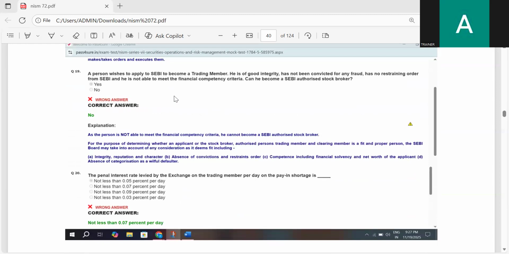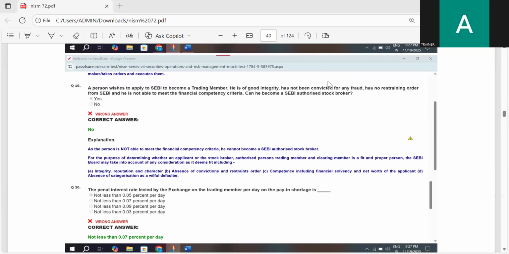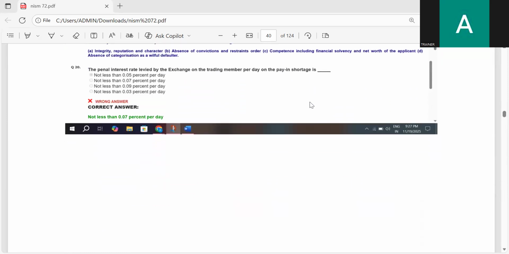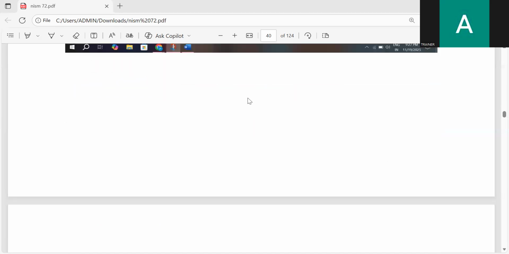A person wishes to apply to SEBI to become a trading member. He is of good integrity, has not been convicted of any fraud, has no restraining order from SEBI, and he is not able to meet financial competency criteria. Can he become the SEBI authorized stockbroker? No. The penal interest rate levied by the exchange on the trading member per day for the pay in shortage is not less than 0.07% per day.